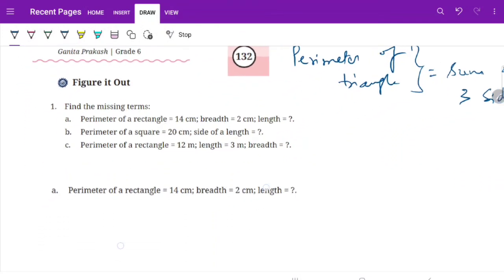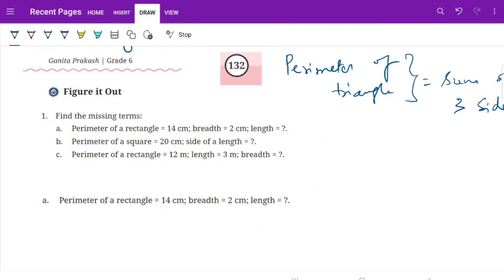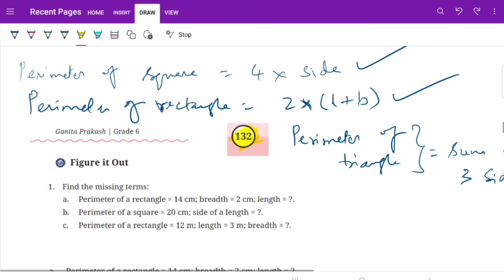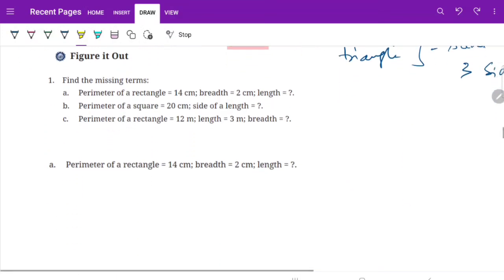Now we go to the questions. Figure it Out on page number 132. This page we are doing. Here we have question number 1. Find the missing terms. Perimeter of the rectangle is given to us, and the breadth is given, but the length is not given. If you see the formula for the rectangle, perimeter is equal to 2 into (L plus B), that means length is not given to us.